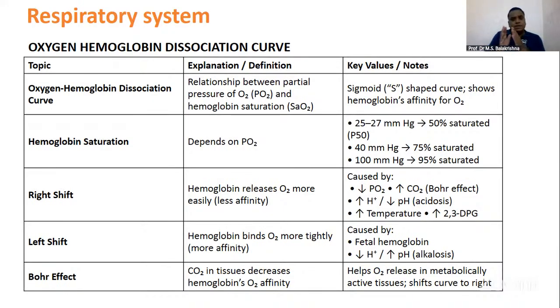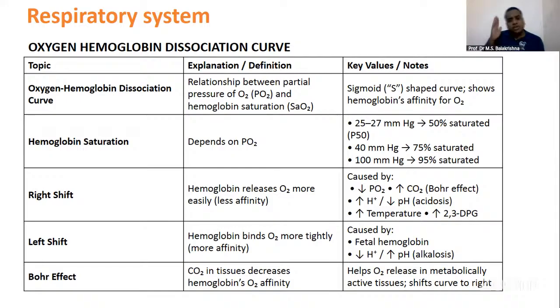Then there is a deviation towards the left or the right. The curve is sigmoid shaped. There are some factors which will push the curve towards the left and some which will push it towards the right. That is an MCQ. Which are the factors which push towards the left and which push towards the right?